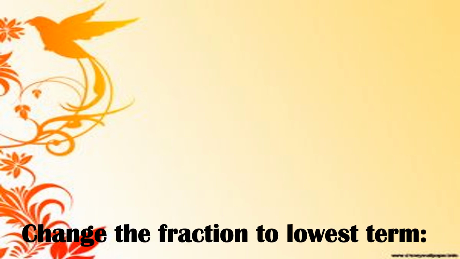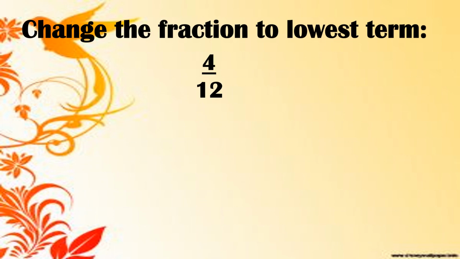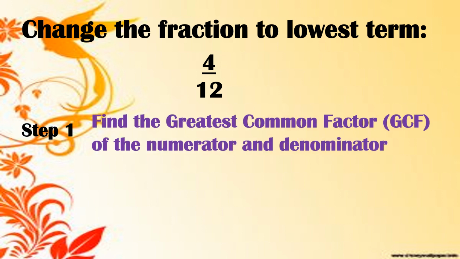Let's now change a fraction to its lowest term. We have 4/12. Step 1. Find the greatest common factor, GCF, of the numerator and the denominator. 4/12. 4 is our numerator, 12 is our denominator.